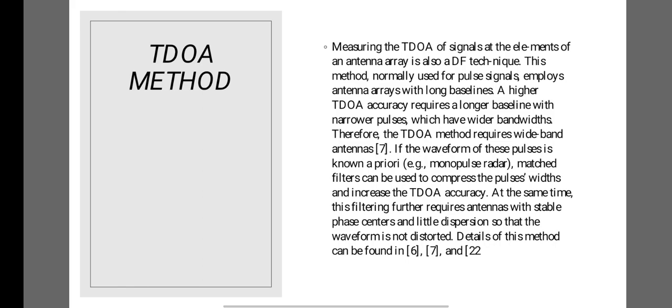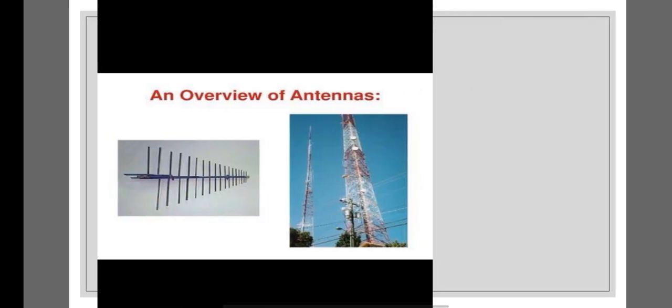Here, matched filters can be used to compress the pulse width and increase the TDOA accuracy. At the same time, this filtering further requires antennas with stable phase centers and little dispersion so that the waveform is not disturbed. Details of this method can be found in the reference. That's how the TDOA method works, and based on that, we have a diagram in the next slide of the PPT.